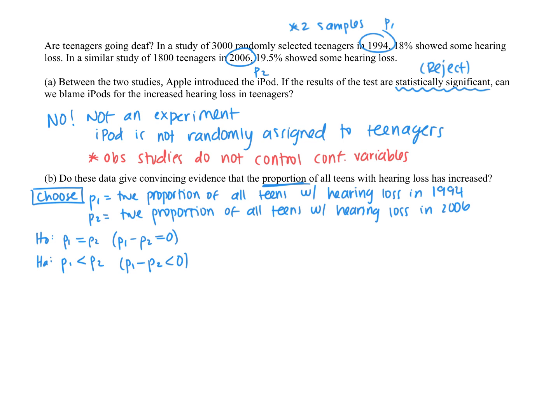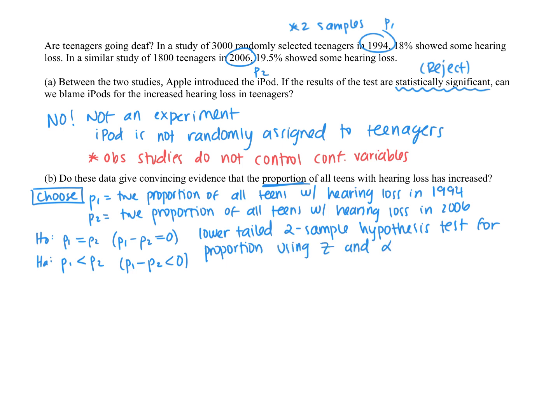And then we have to list off all the normal stuff. So this is a lower-tailed, or one-tailed is fine, 2-sample hypothesis test for proportion using Z. And we were not given an alpha, so I'm going to choose alpha to be 0.05.